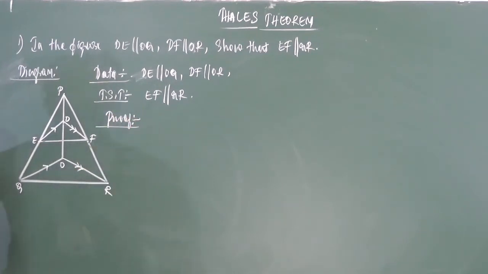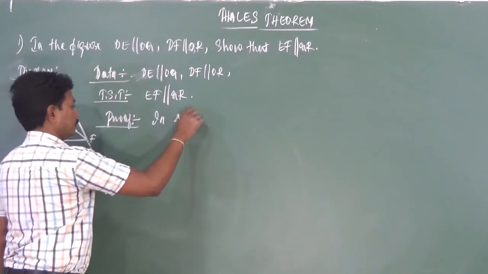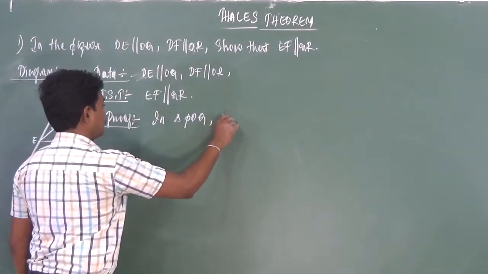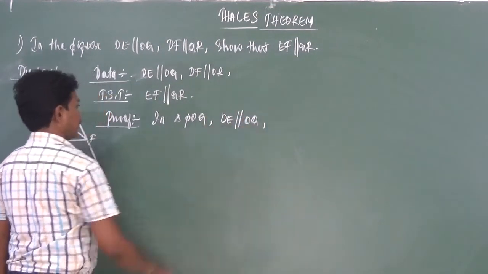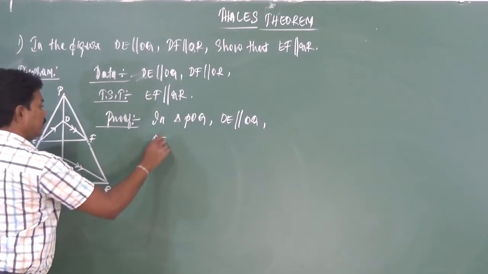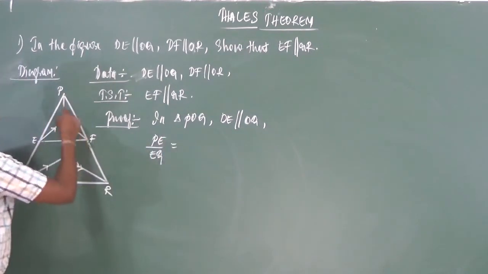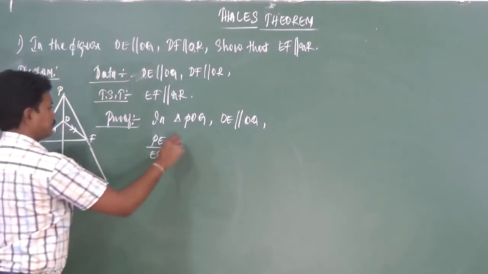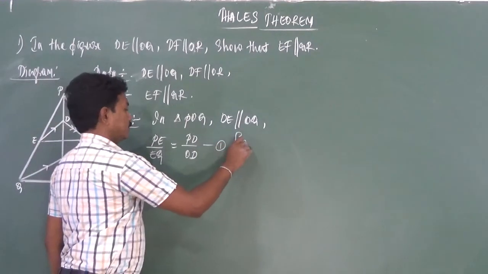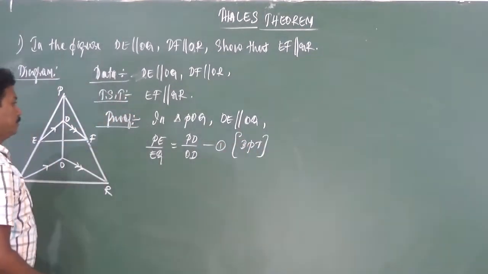Let us select the first triangle, that is triangle POQ. In triangle POQ, DE is parallel to OQ. Therefore PE by EQ will be equal to PD by OD. Take it as equation 1. This is purely according to BPT.